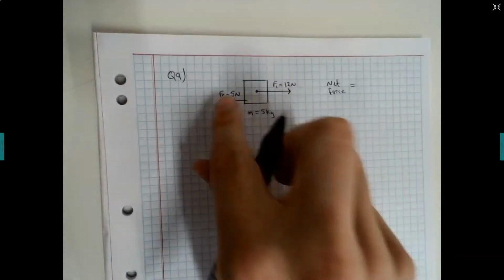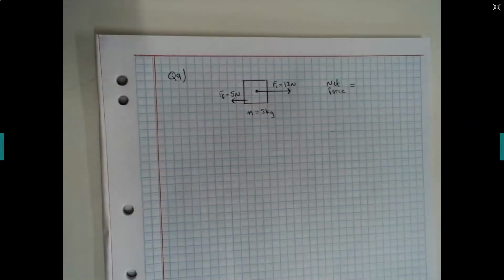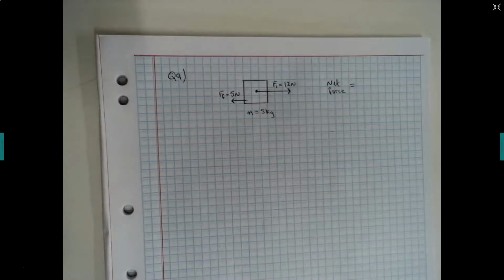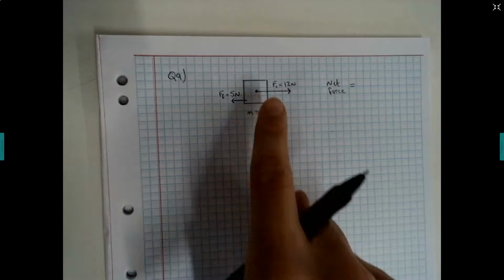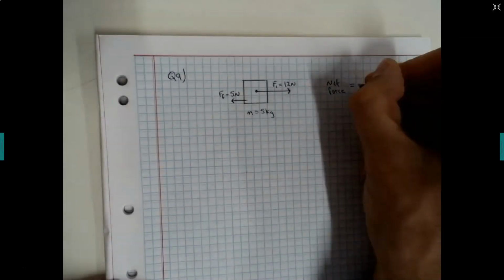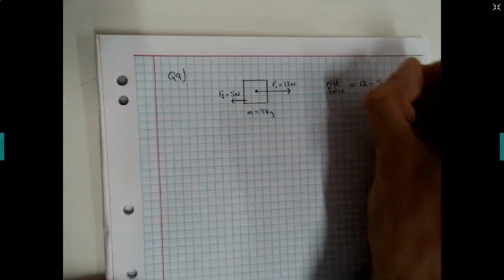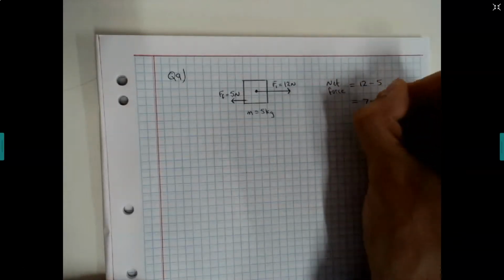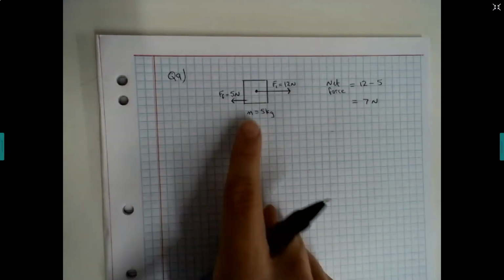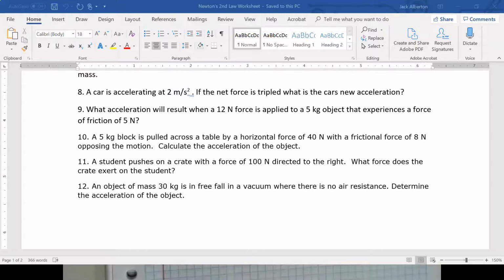I can just go 12 newtons minus 5 newtons. If one was pointing up and one was pointing that way, I can't just subtract vectors like that. But because friction's acting in the same line as the force on the object, I can do that. So the net force is going to be 12 minus 5, which is equal to 7 newtons. So now I know the force, I know the mass. They wanted me to work out the acceleration.